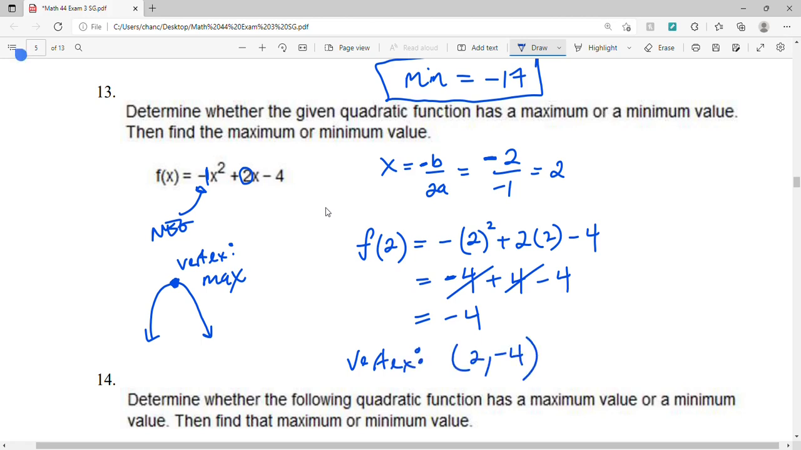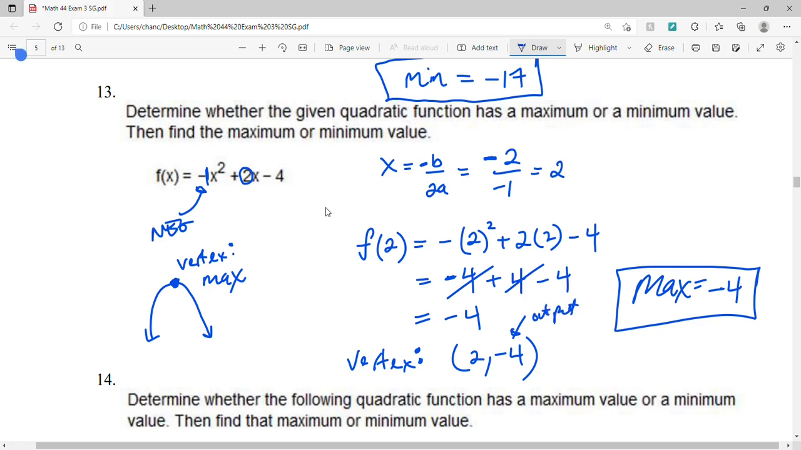But that's not what we're looking for. We're looking for the maximum. The max is negative 4. The highest output is negative 4. And that makes sense because we have a parabola that faces down, and it is actually a parabola that's below the x-axis because the highest value is negative 4 for the output.